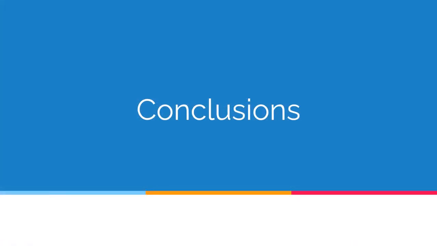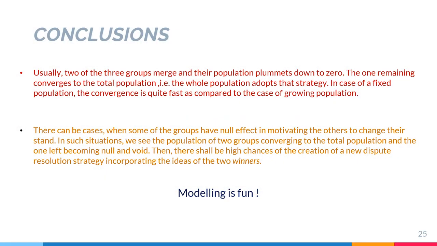And now it's time for the conclusions. Usually two of the three groups merge and their population plummets down to 0. The one remaining converges to the total population, that is the whole population adopts that strategy. In case of a fixed population, the convergence is quite fast as compared to the case of a growing population.